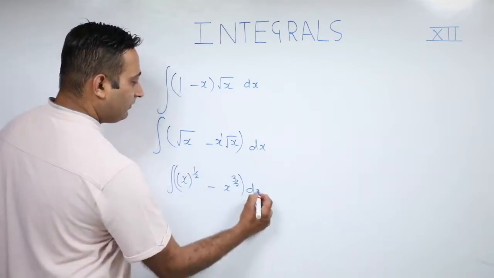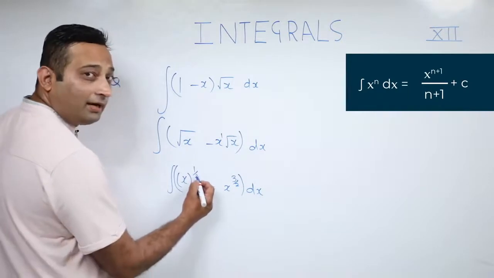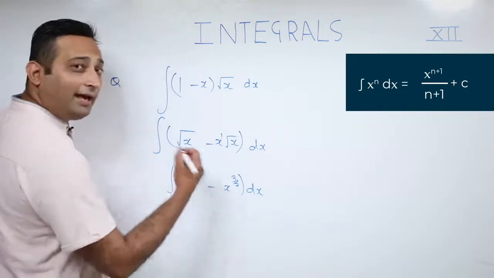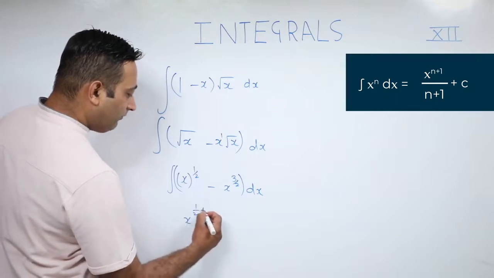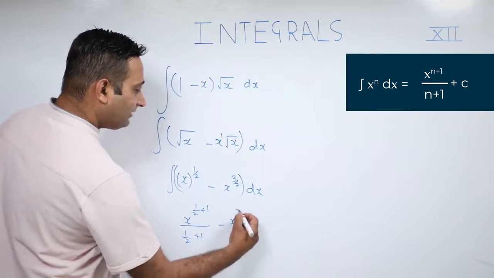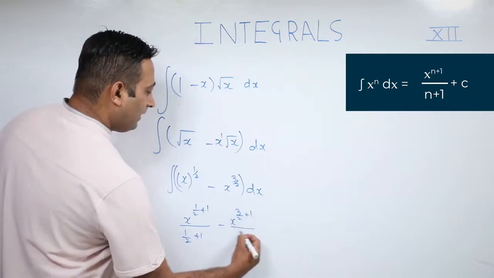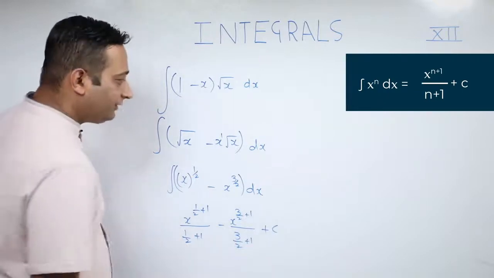Now we can use the formula directly, that is x raised to the power n, integral is x raised to the power n plus 1 upon n plus 1. So which comes out to be x raised to the power 1 by 2 plus 1 upon 1 by 2 plus 1 minus x raised to the power 3 by 2 plus 1 upon 3 by 2 plus 1. Again we have to write the constant of integration.